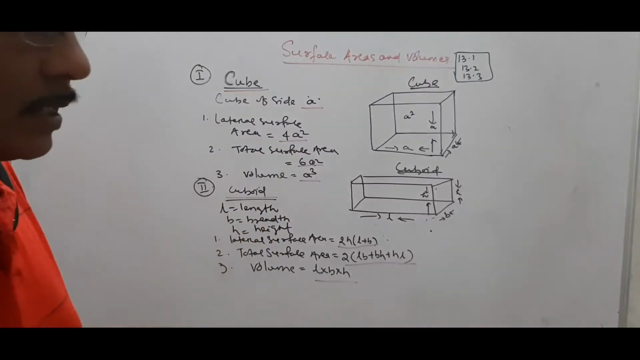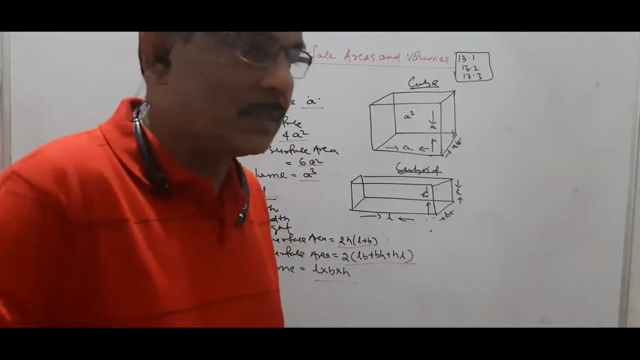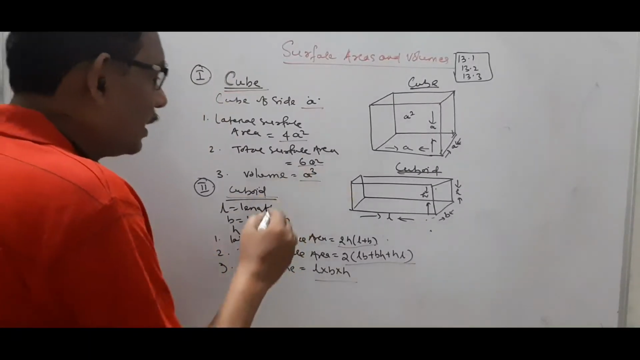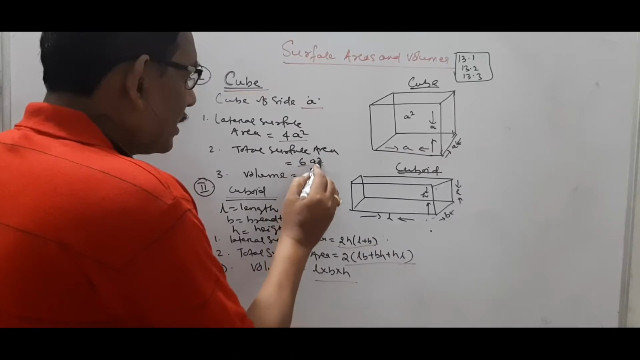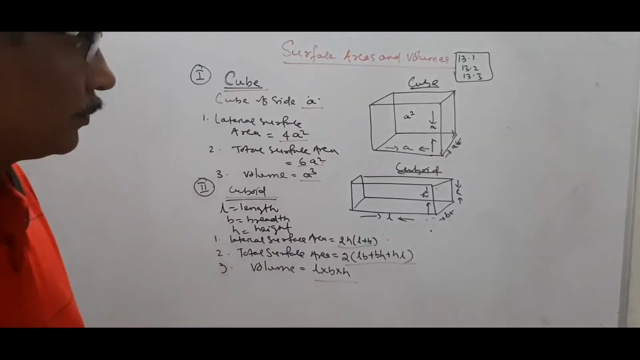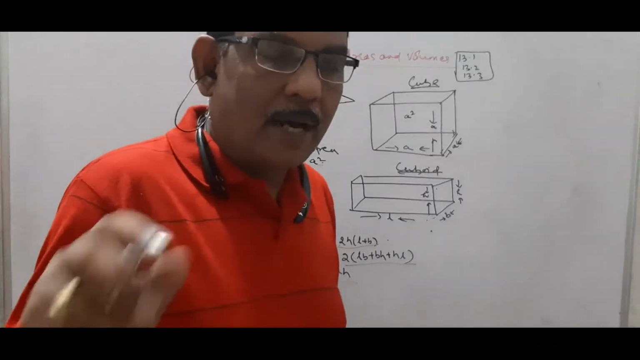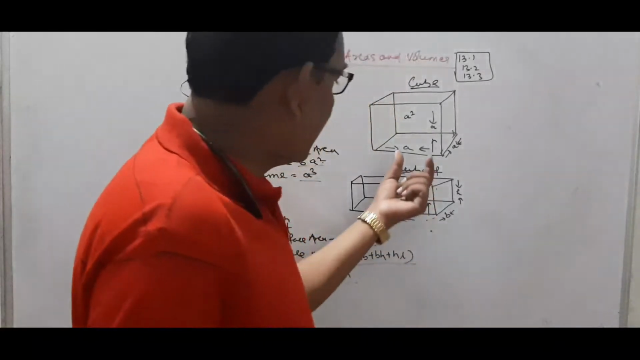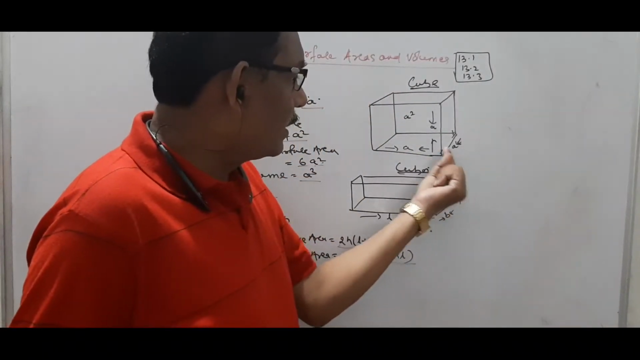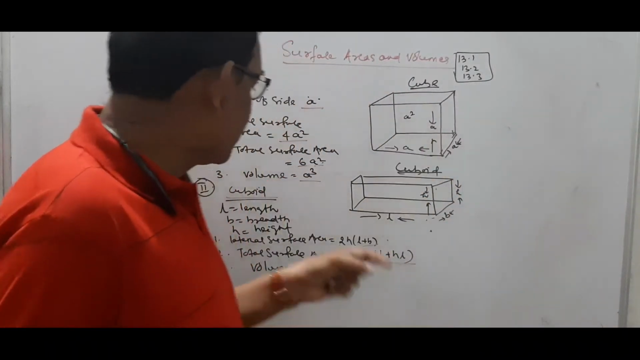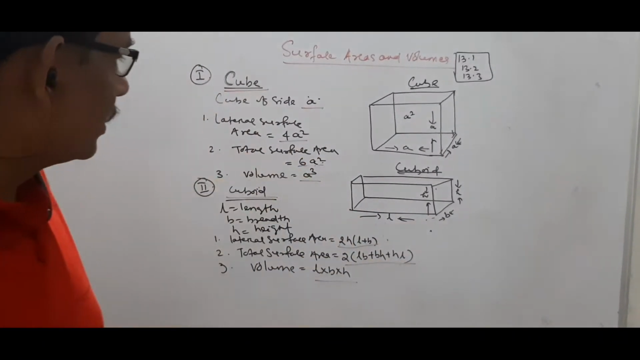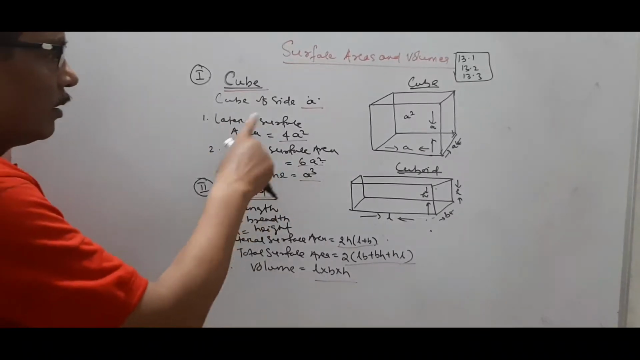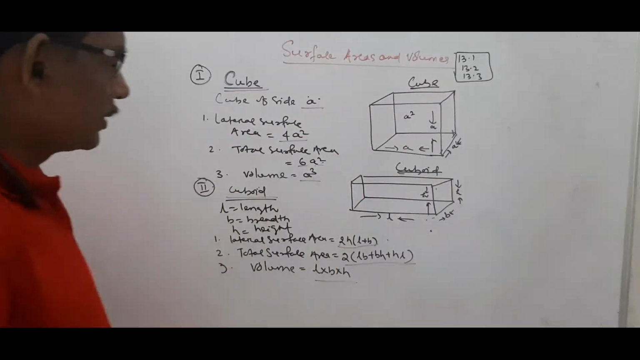Similarly, total surface area. You have to count the 6 faces. So total surface area is equal to 6 into side square, that is 6 a square. Volume: length into breadth into height. Here the length is a, breadth is a, and height also a. So a into a into a gives you a cube. So these are all the formulas of a cube.